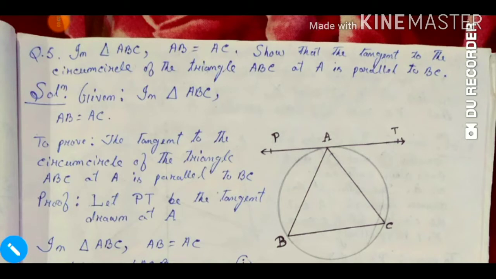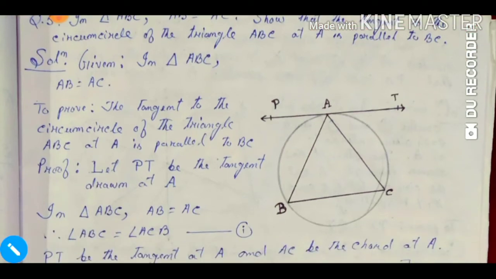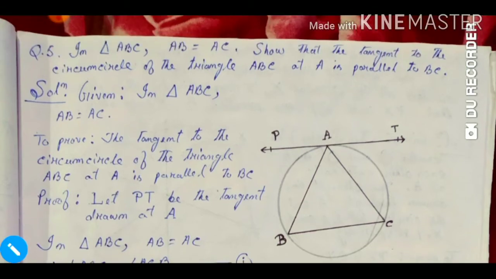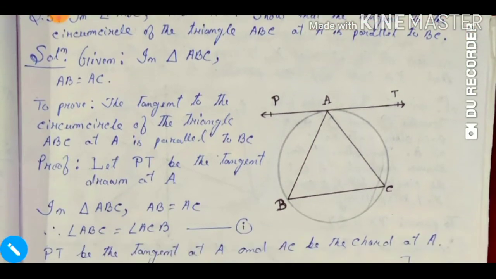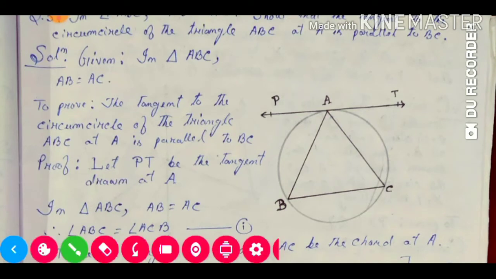In triangle ABC, AB equals AC. Show that the tangent to the circumcircle of the triangle ABC at A is parallel to BC. That means inside the circle, this is the triangle, and the tangent at A is parallel to BC. Which tangent will we draw? This tangent will be parallel to BC.